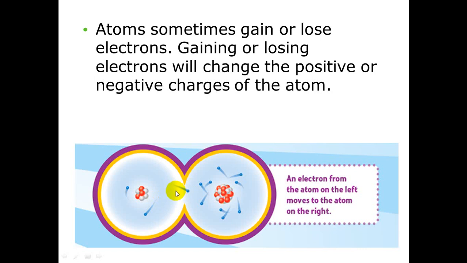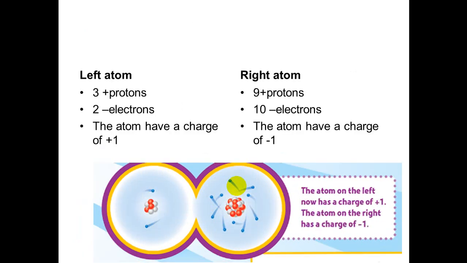This electron here moved from the atom on the left side to the atom on the right side. What happened after that? The third picture tells us what happened.